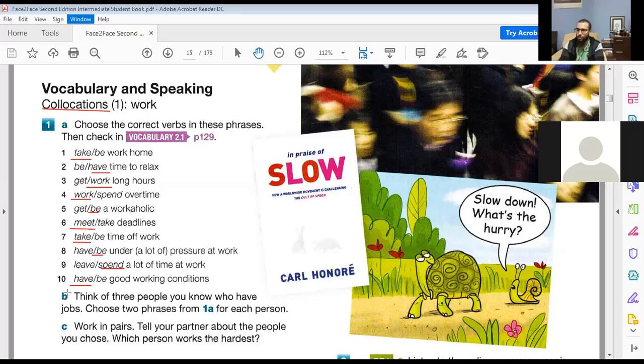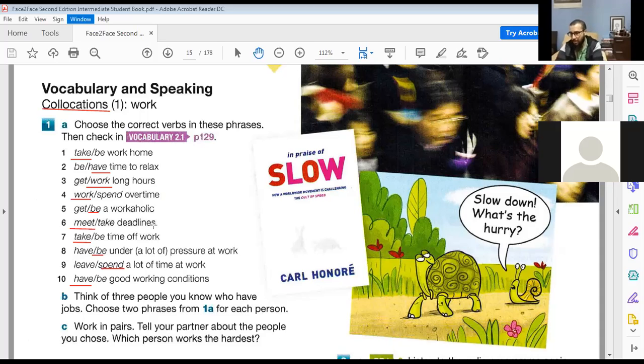I'd like you to choose maybe phrases to talk about each person. So for example, if I want to talk about my friend Ahmed, I can say, Ahmed is a workaholic. He works overtime, and even when he's not working overtime, he usually works very long hours. And he doesn't have any time to relax at all. So you can use some of these expressions to talk about people you know.